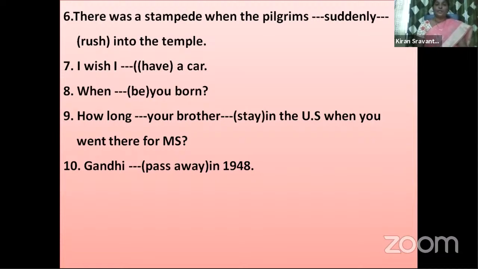And coming to the last sentence: Gandhi, in brackets pass away, in 1948. When this sentence ends with a year, we know pretty well that it belongs to past simple. Gandhi passed away. We should be very careful even with this. This will also be covered mostly in correction of sentences. Like, time passes, but time will never pass away. So we should not kill time. Time passes, but people pass away. That also we have to remember. Mostly they give it in correction of sentences. Gandhi passed away in 1948.